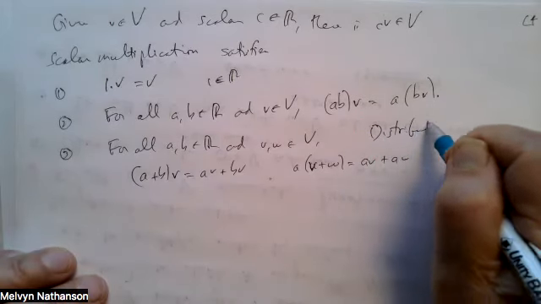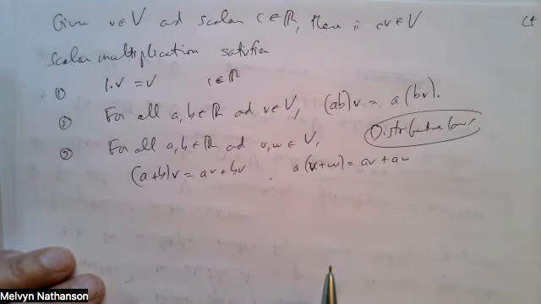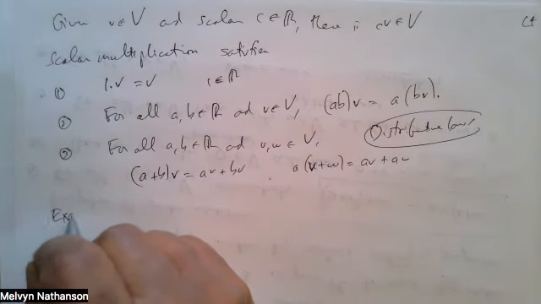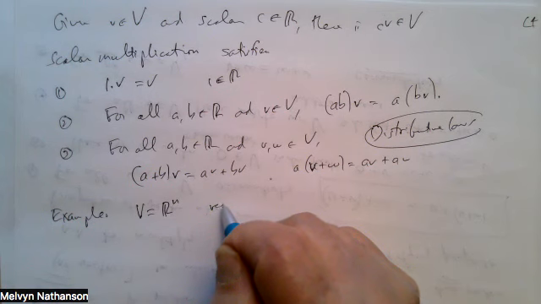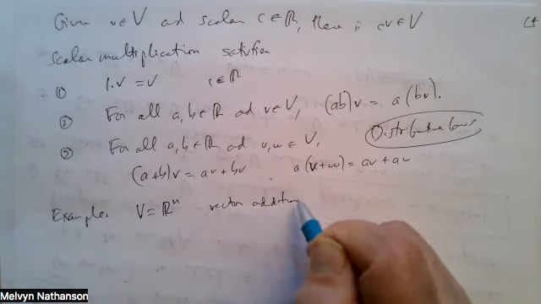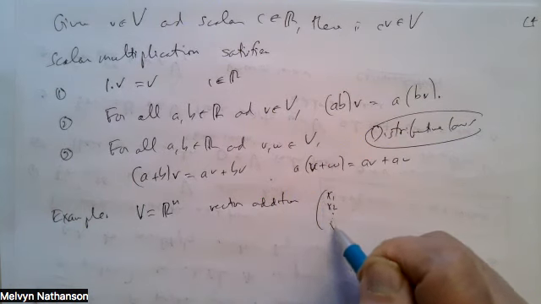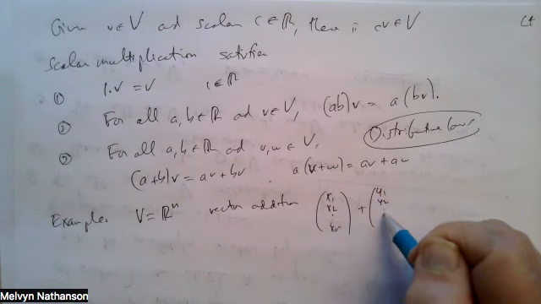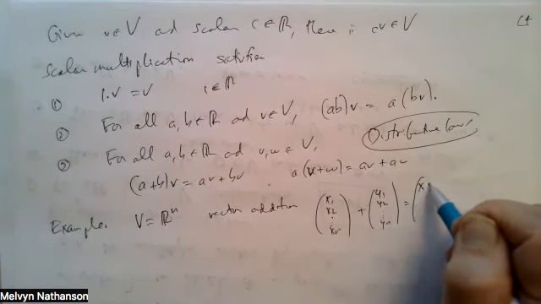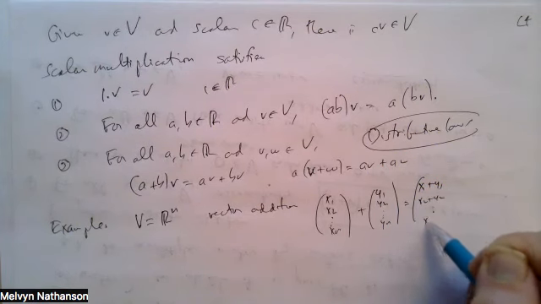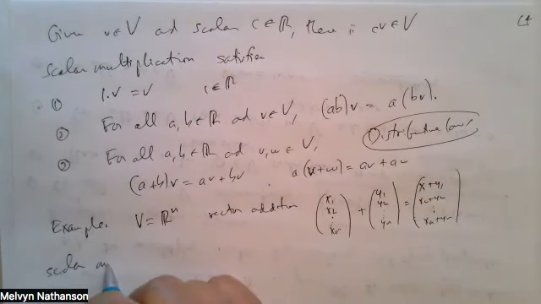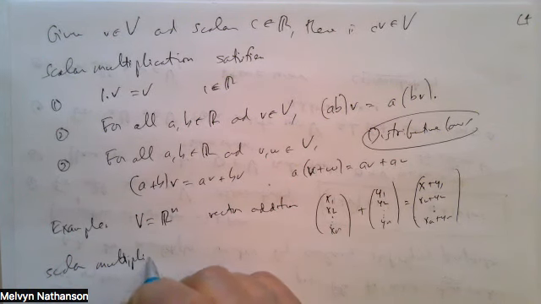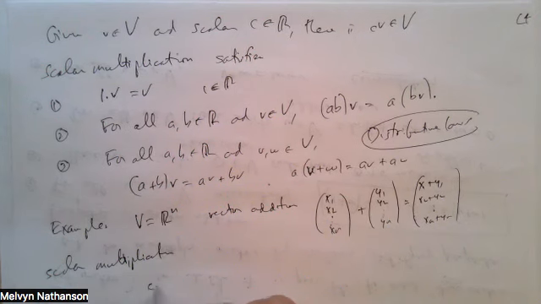So these are the two distributive laws for scalar multiplication. And what are some examples of a vector space? First, we have V equal to Rn, and vector addition is defined coordinate-wise like that. And scalar multiplication is defined by c times the vector.